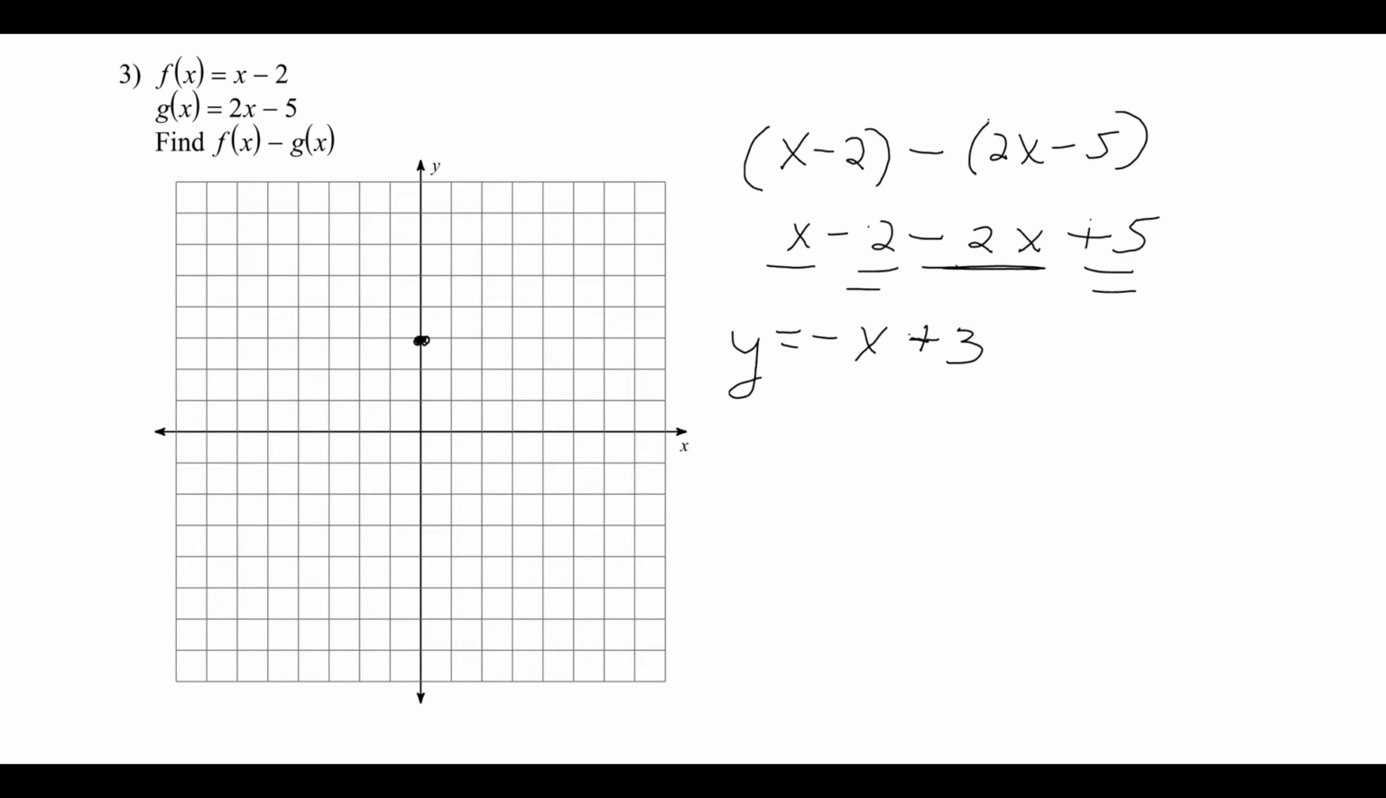And then for this one, what we have here for the slope is negative 1 over 1. So we need to go down 1, but then we're still going to go right 1 from the y-intercept. So we go down 1, right 1. It'll look like this.